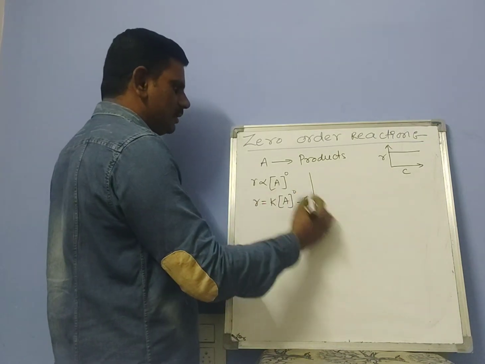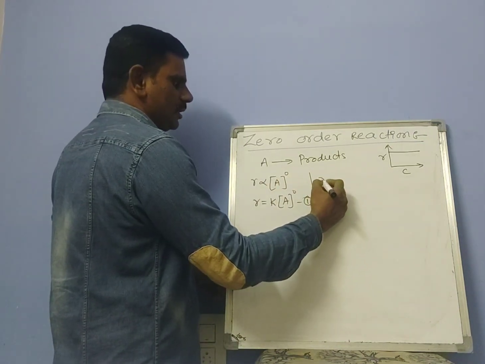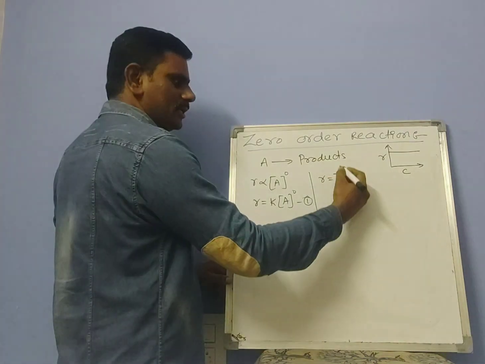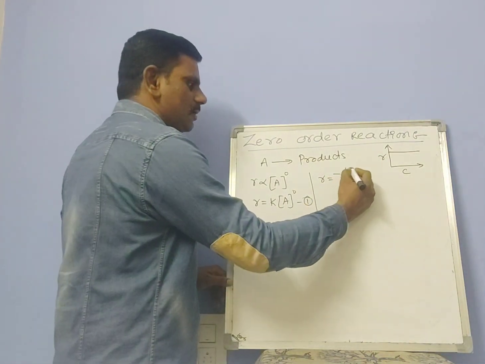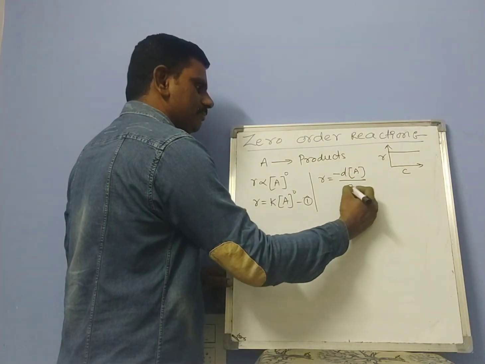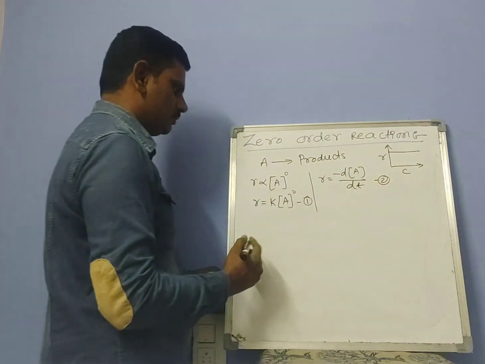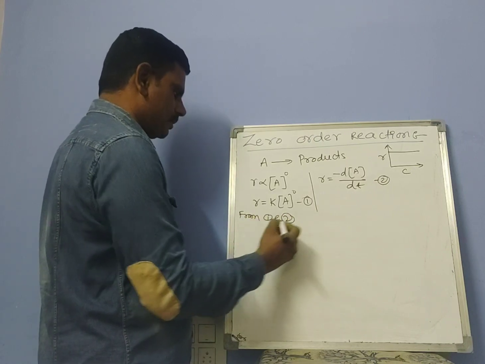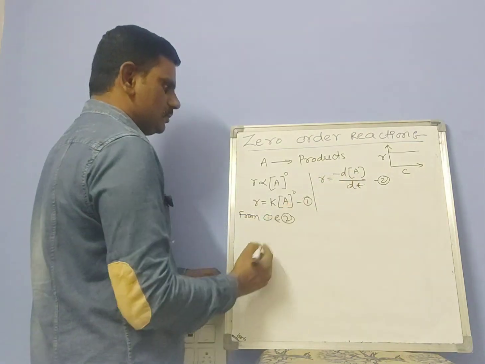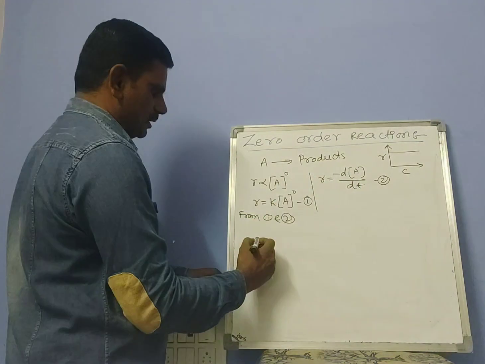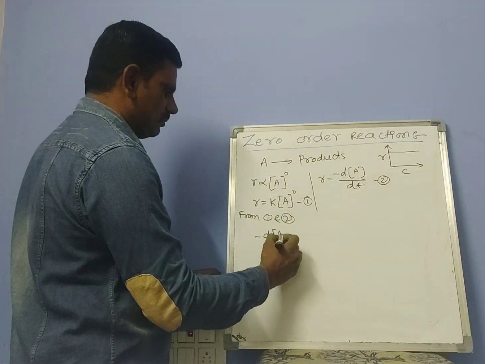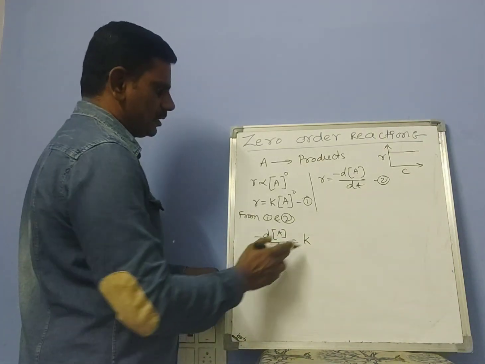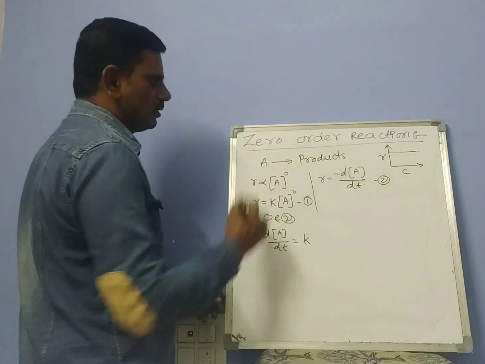Second one, we can write the rate expression for this. Rate with respect to reactants, how can we write? Minus stands for decrease in the concentration of reactants. Minus dA by dt. Say it is equation number 2. From 1 and 2, K is equal to minus dA by dt, where K is the rate constant for zero order reaction.